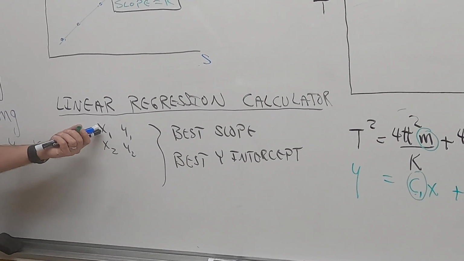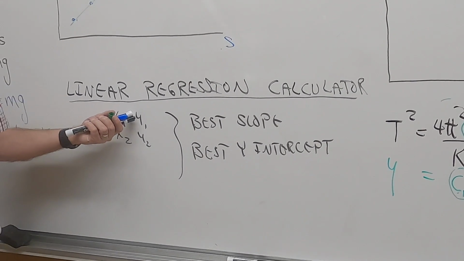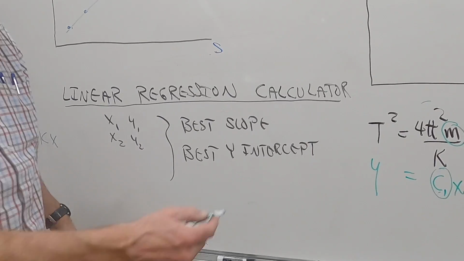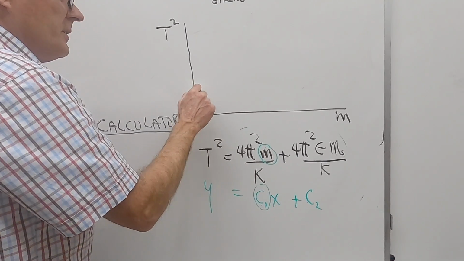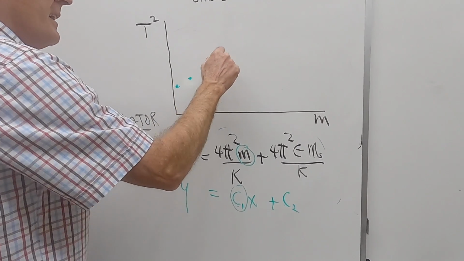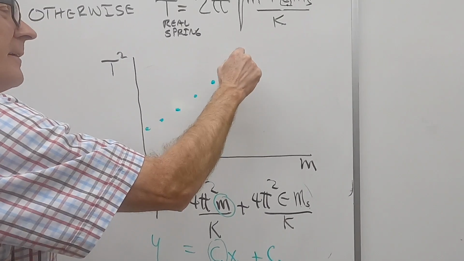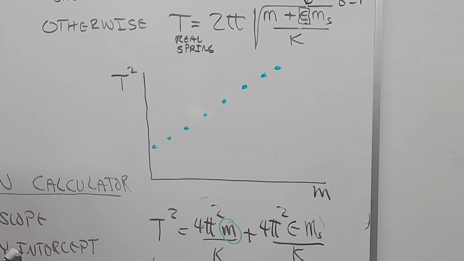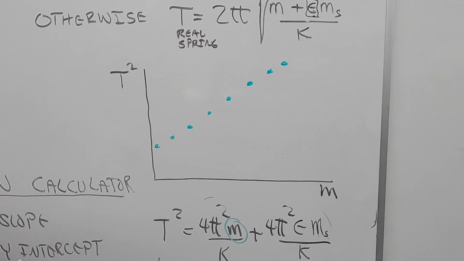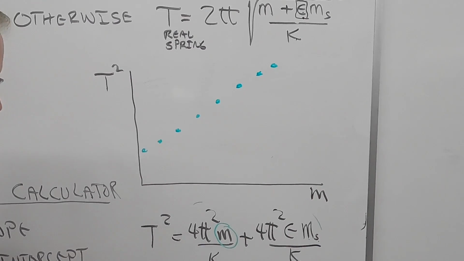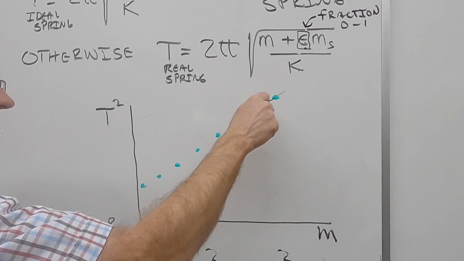So what we'll do is we'll run this linear regression calculator, but for our x, we'll use m. For our y, we'll use T squared right here. And if we plot out this versus that, we should get a line that goes like this. It has a y-intercept and a slope right here. And now, when we go to the linear regression calculator, it will give me the best slope right here.